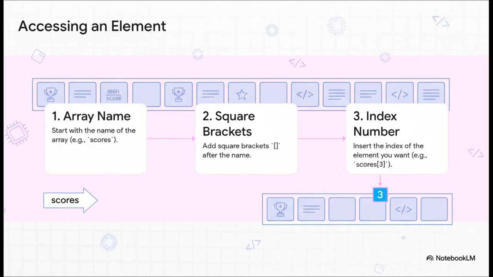And getting data out of the array is just as easy. It's a simple three-step process. You use the array's name, add those square brackets, and then just pop in the index number for the element you're looking for. So if you wanted the fourth high score, you'd use scores[3]. Makes sense, right? Because we start at 0.